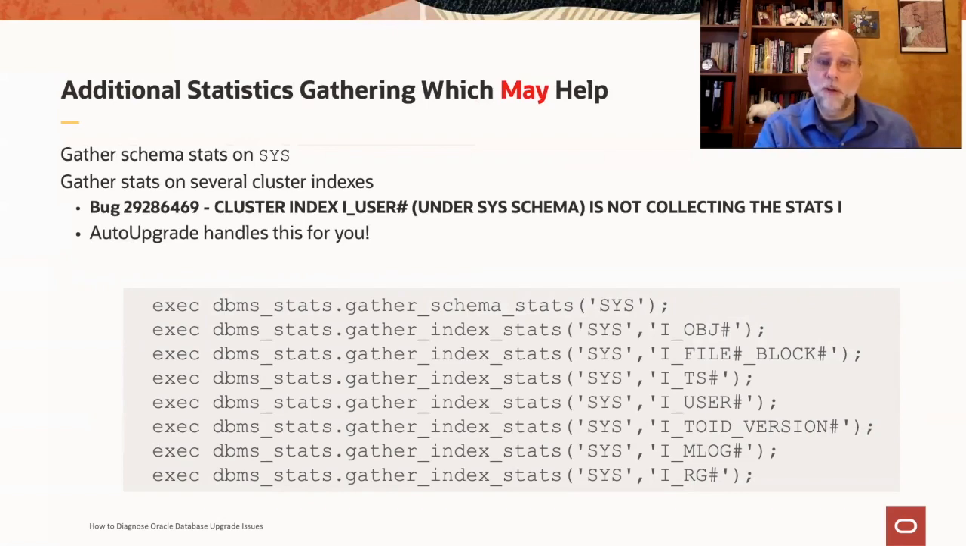So a couple of things you can do. First is you can run these statements that you see here that gather index stats on each of those cluster indexes. Or you could use AutoUpgrade because it'll do this for you. And gathering those cluster index stats is pretty quick because it's just some very specific indexes on very specific tables. The other thing is that you might want to download the patch for bug 29286469. That's available for every version that is under support now, 11.2 all the way up to 19c, and that will cause these stats to be maintained automatically. And that will really help when you're doing your upgrades or any Data Pump exports and imports.